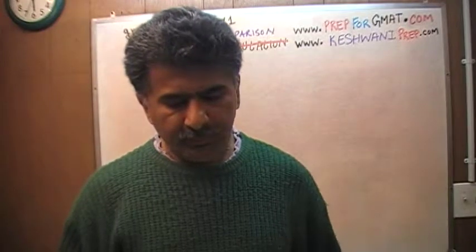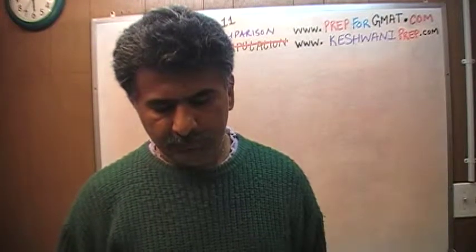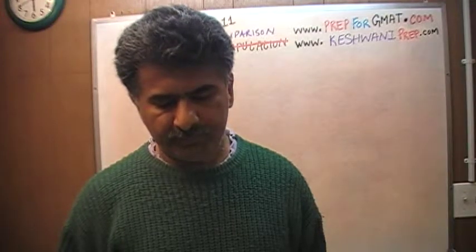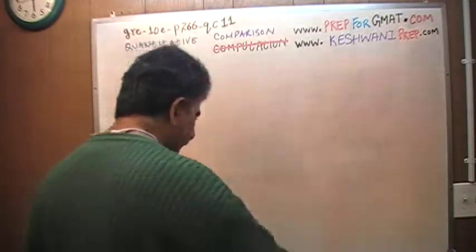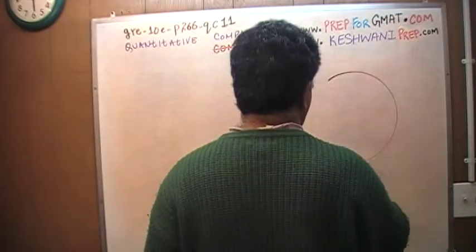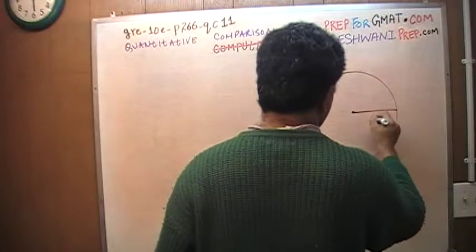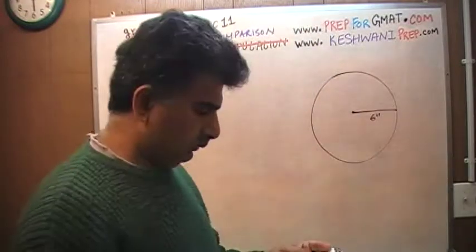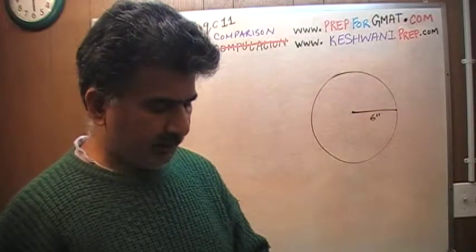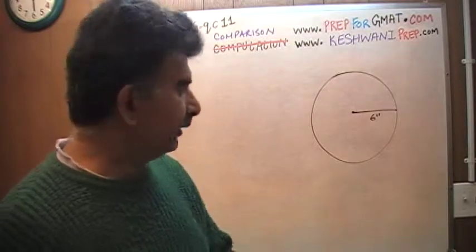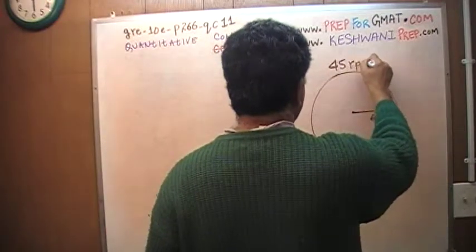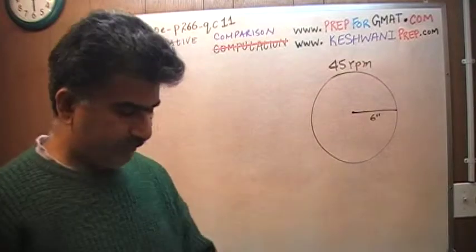It says, on a turntable, a record of radius 6 inches is rotating at a rate of 45 revolutions per minute. Alright, so we have a record with a radius of 6 inches, and we are told that it is rotating at the rate of 45 revolutions per minute. Alright, so far so good.